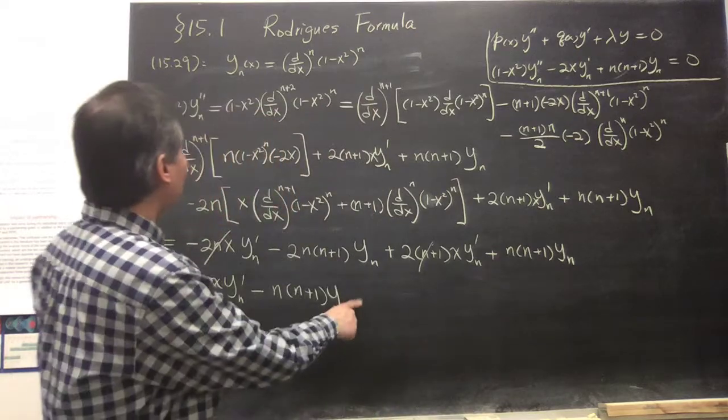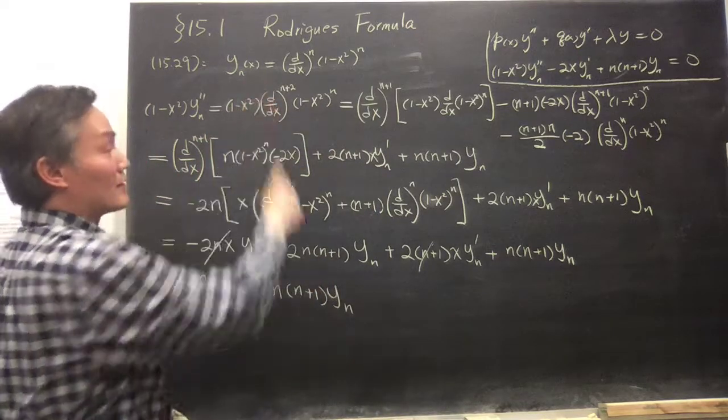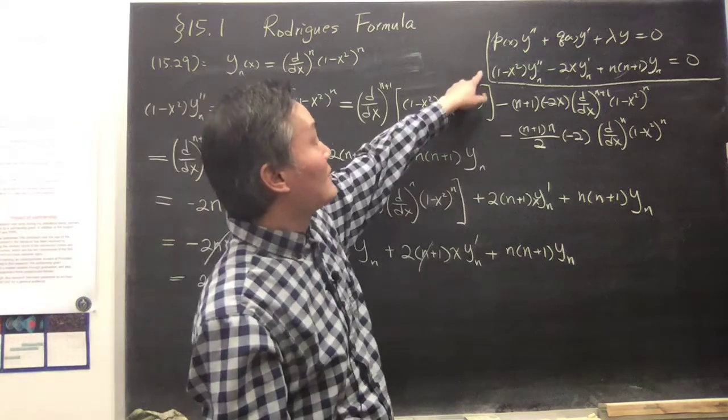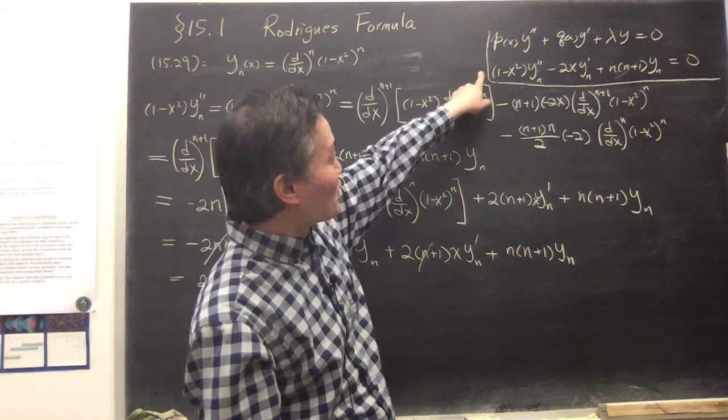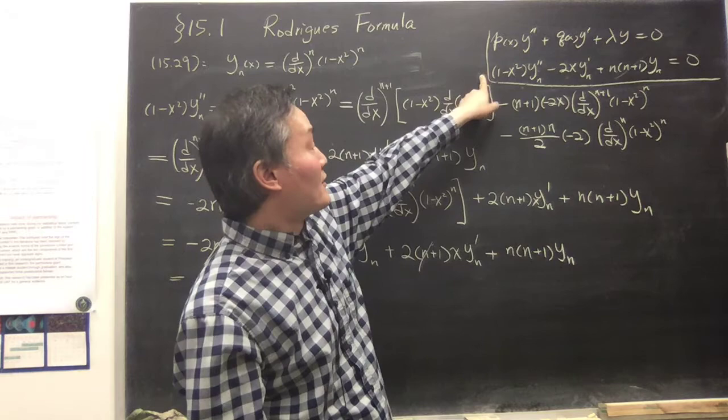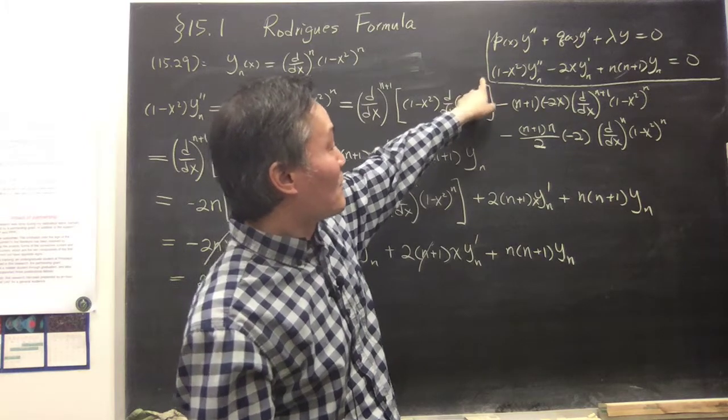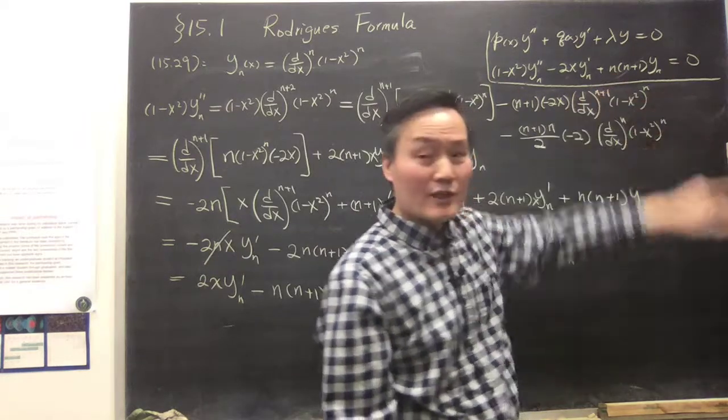So this shows that this is a solution, at least for the Legendre polynomial, the Legendre equation with the eigenvalue n times n plus 1.